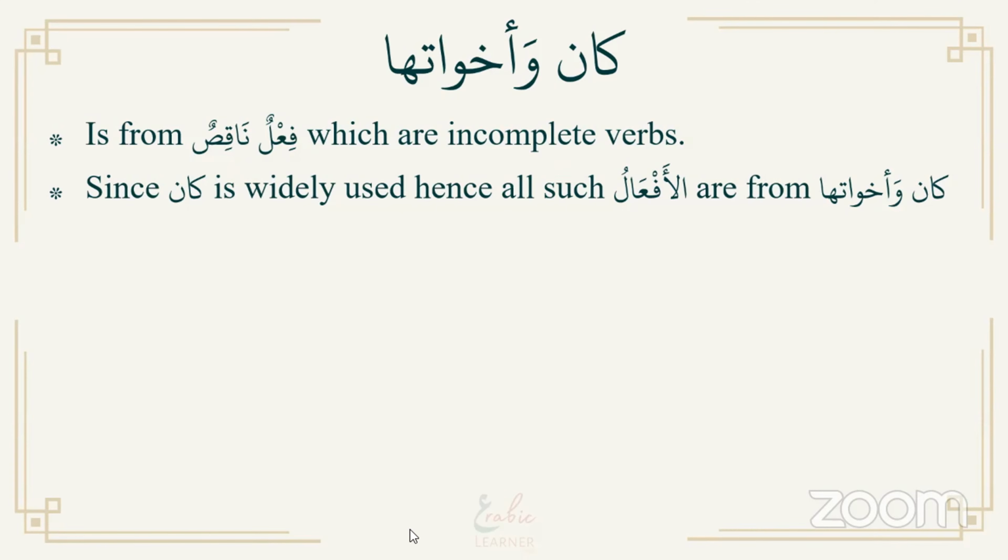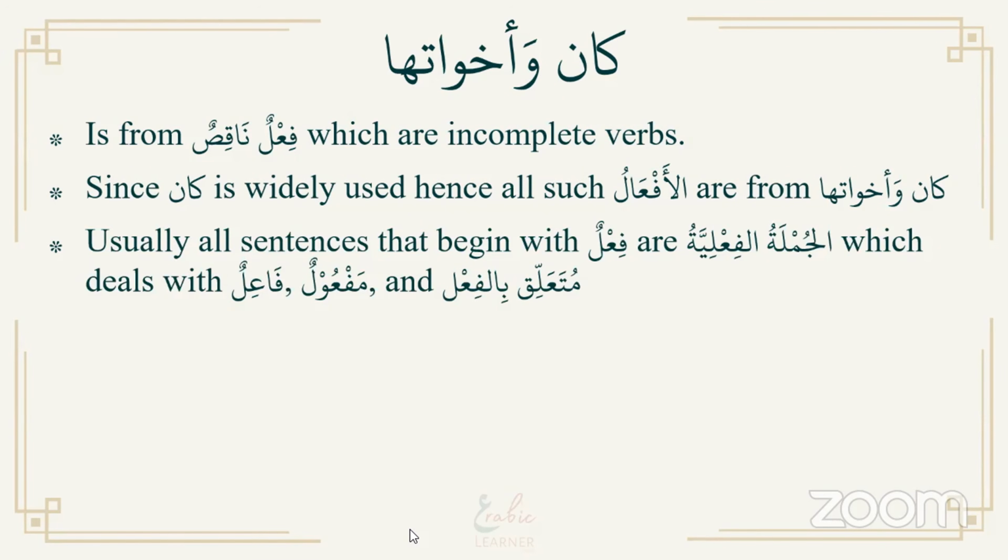Now when you talk about fi'l, if any sentence begins with fi'l, then we call it jumla fi'liya. Then we look for three things in it: the fi'l itself, the fa'il, the doer of the fi'l, and the muta'alliq bil fi'l, extra information about the action. This is the normal jumla fi'liya. For example, jalasa rajulu ala al-kursiyi. The man sat on the chair.